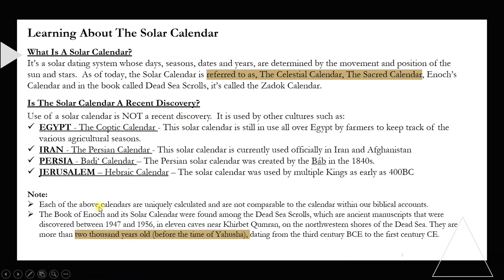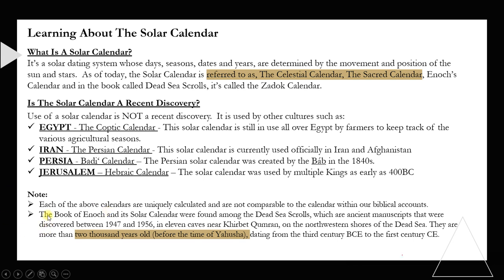So just a note, each of the above calendars are uniquely calculated, and they are not comparable to the calendar within our biblical accounts. For example, even though Egypt uses a solar calendar, sometimes their calendar has 13 months. In our calendar, there are only 12.